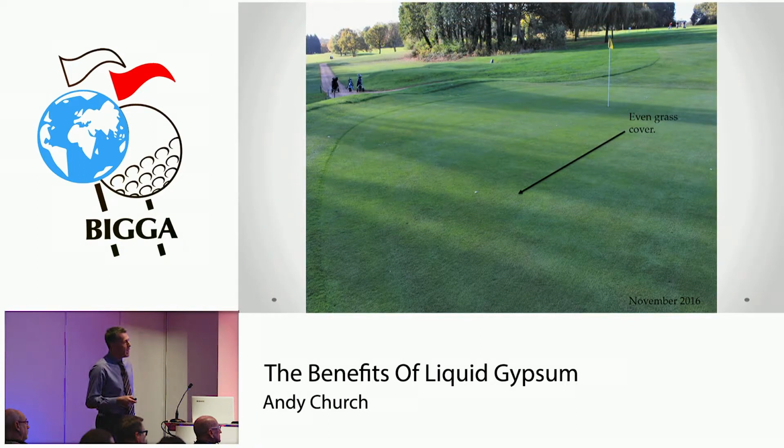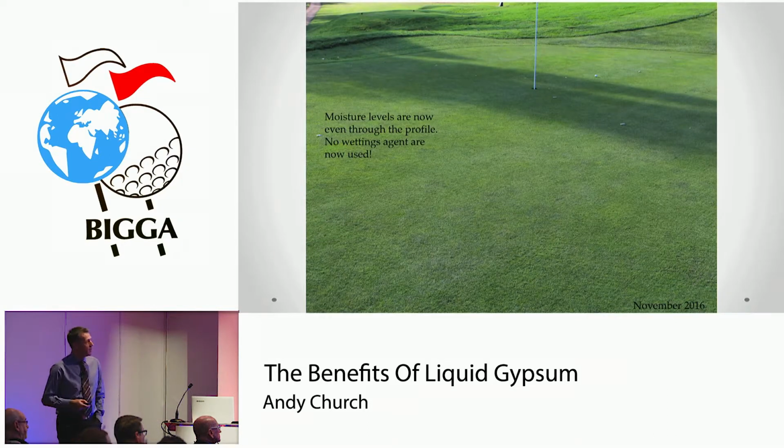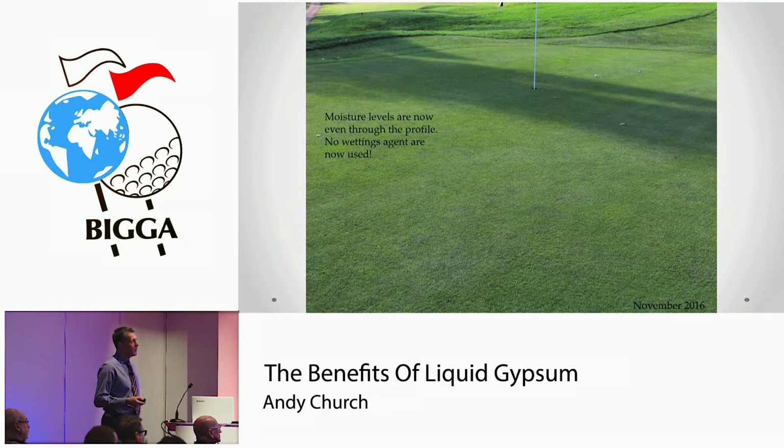This is November, quite recently. He called me up, said, Andy, come down and have a look at what we've got here. He's now starting to see an even grass cover. You can see front of the green and the back of the green fairly even. He's got grass growing throughout. And the moisture levels are now even through the profile. No wetting agents are used.